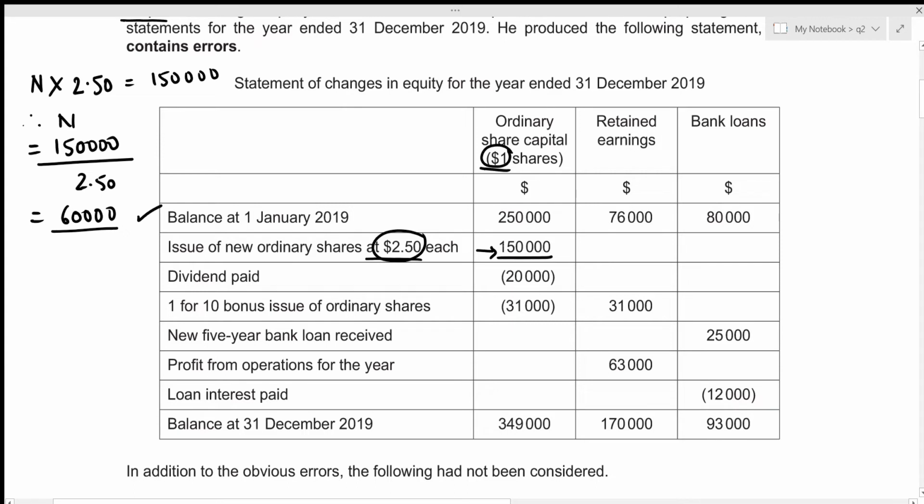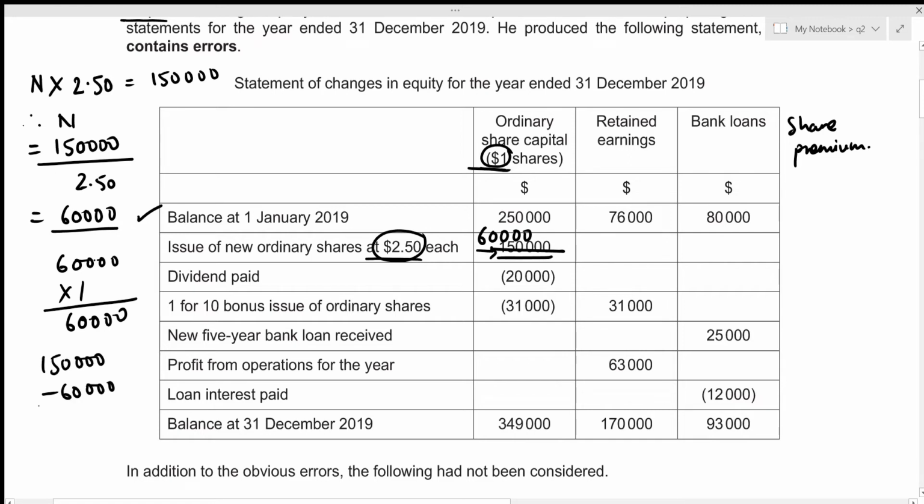But instead of including all the value in the ordinary share, we should also include the value in our share premium. So I'm just going to create that column right here. Then in the ordinary share capital, it should only contain the $1 rate. So that's just going to be 60,000 times 1, which results in the value of 60,000 again. So instead of including 150,000, the value which should have been included is 60,000. Then the remaining value should be included in the share premium. So the remaining value is just the difference between 150,000 and 60,000. So this gives our value in the share premium to be 90,000. So let's include it. That's 90,000.